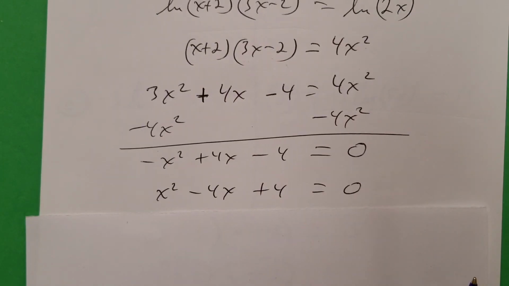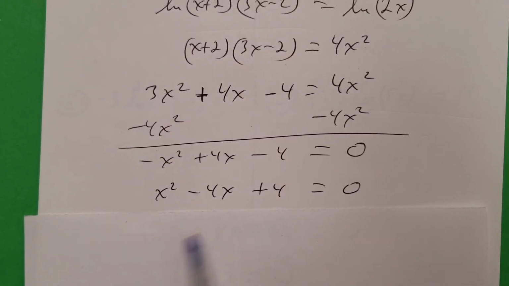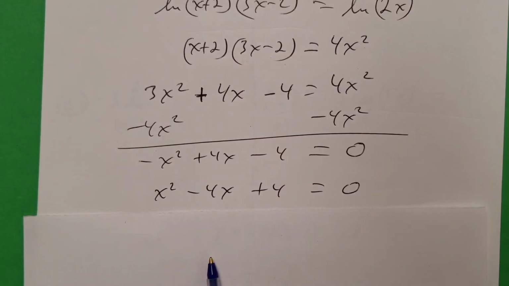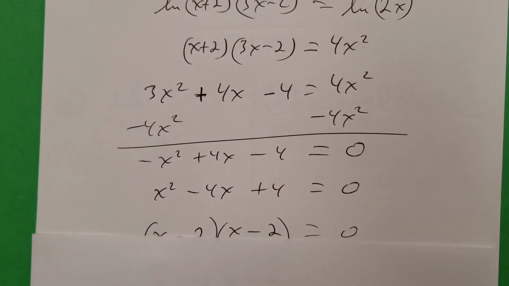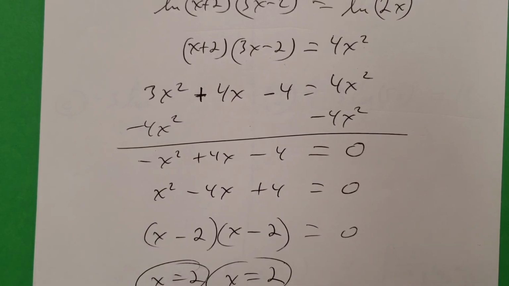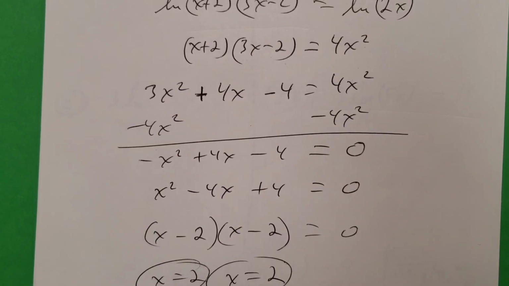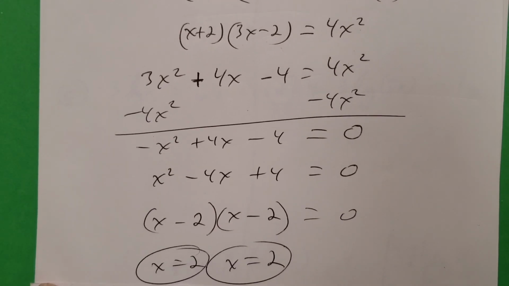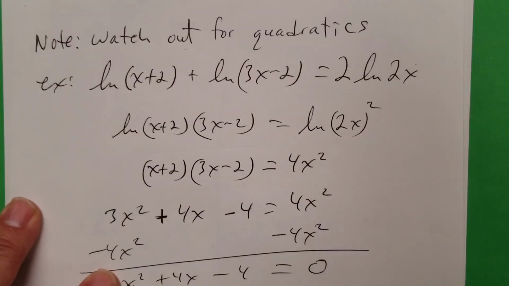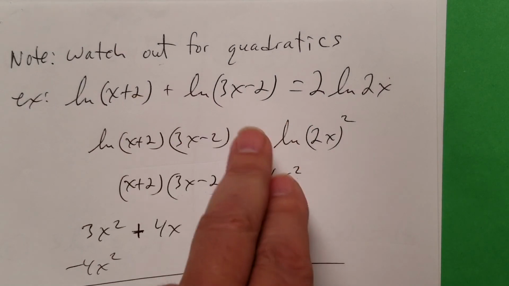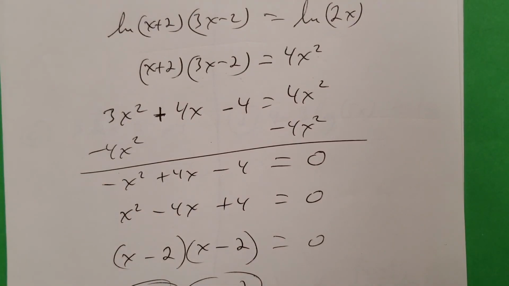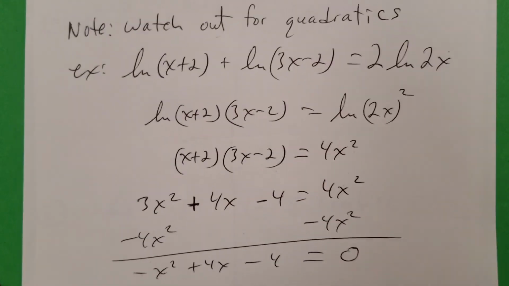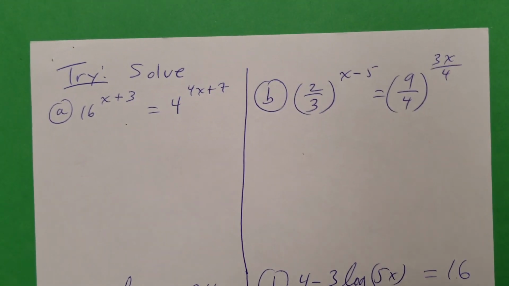And now you can use the formula or try to factor it. First try to factor it, see if you can. If you can't factor it, then use the quadratic formula. Can I factor? Yes, I can. So it comes out to x equals 2. X equals 2, but it's the same answer, so the answer is 2. So here I was just trying to show you that sometimes the first step is easy, but then you end up with a quadratic that involves many more steps.